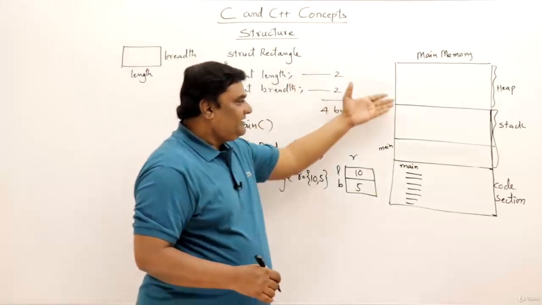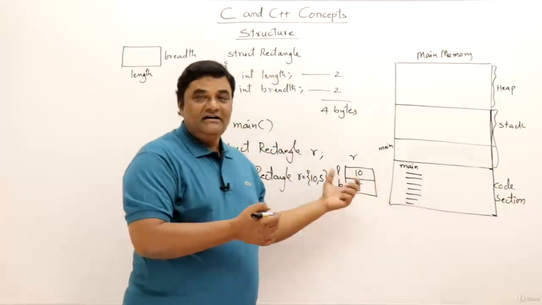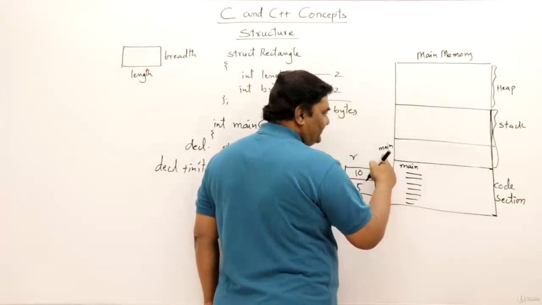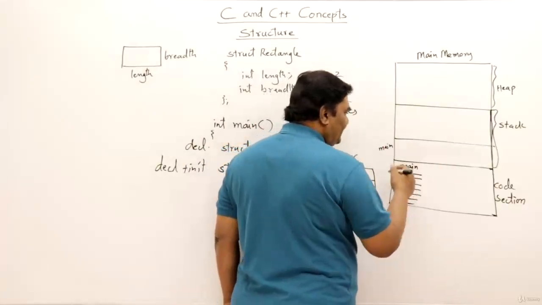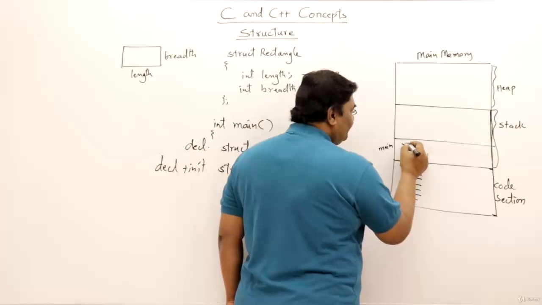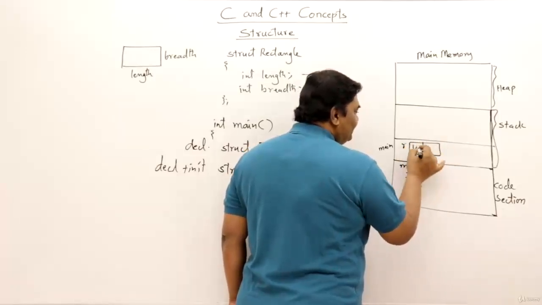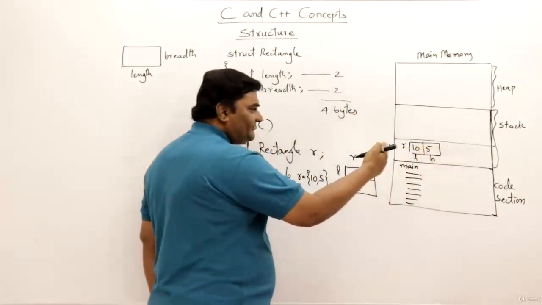Then in the main memory, if you want to see where this R is created, it is created inside the stack frame of the main function. So R will have length and breadth, and these are 10 and 5. I'm showing them side by side.